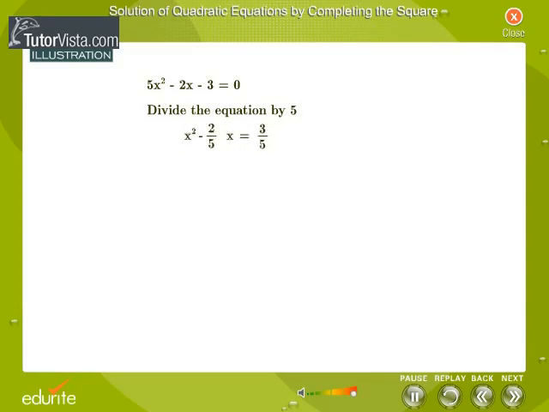We take the coefficient of x, which is minus 2 by 5, divided by 2. We get minus 1 by 5. We square minus 1 by 5 to get 1 by 25. Now we add 1 by 25 to both sides of the equation.